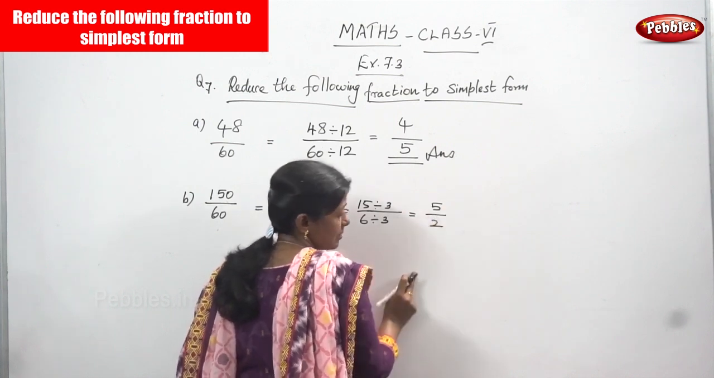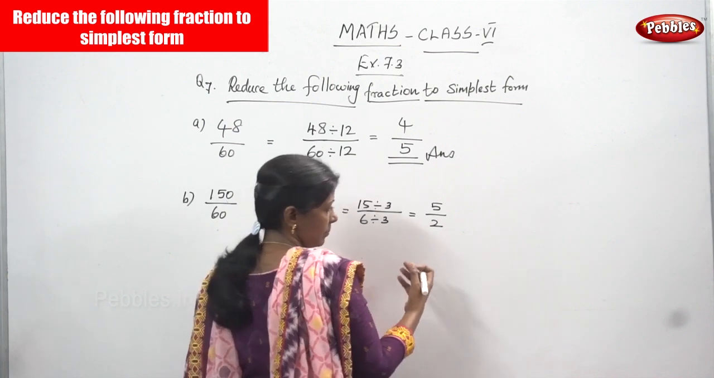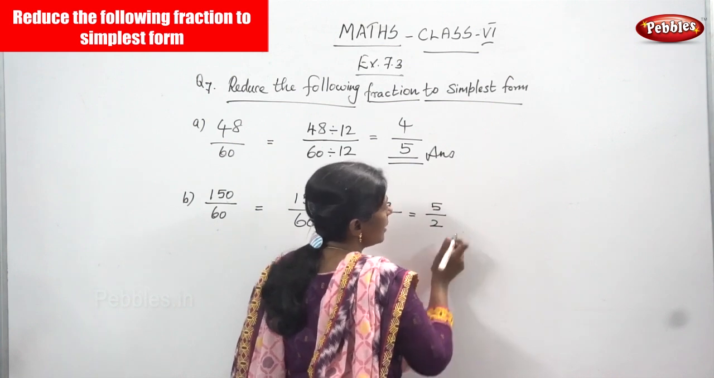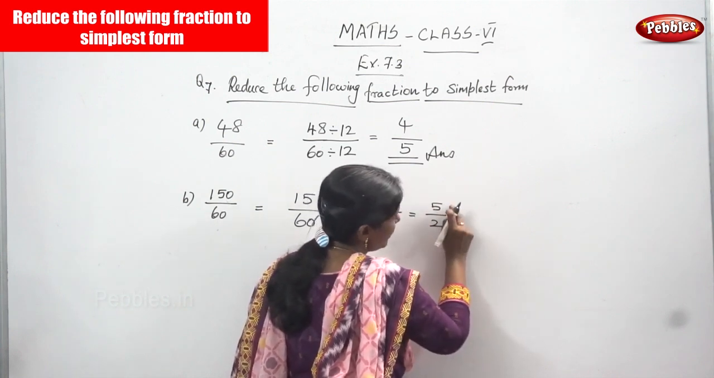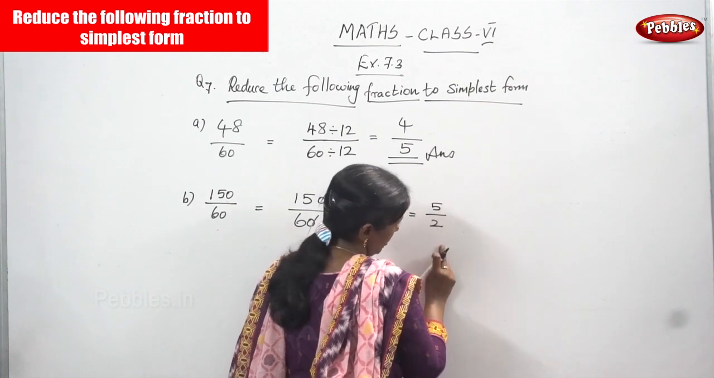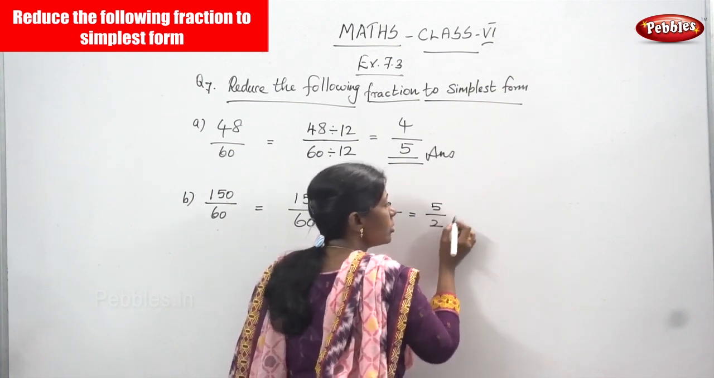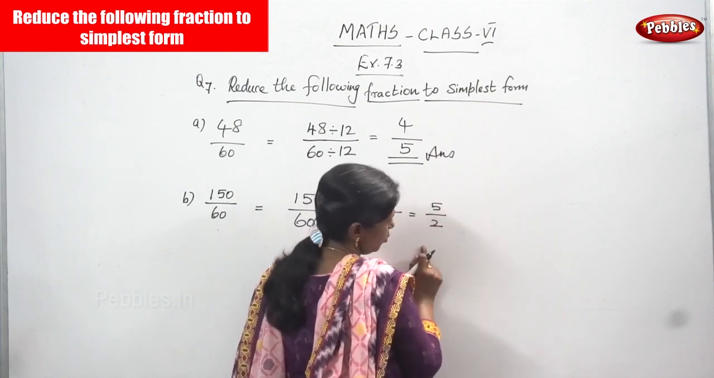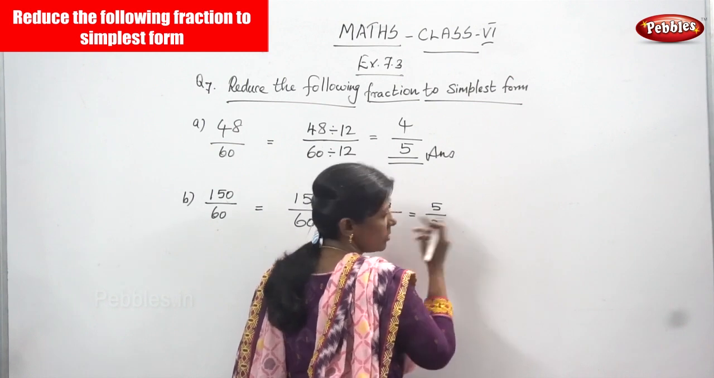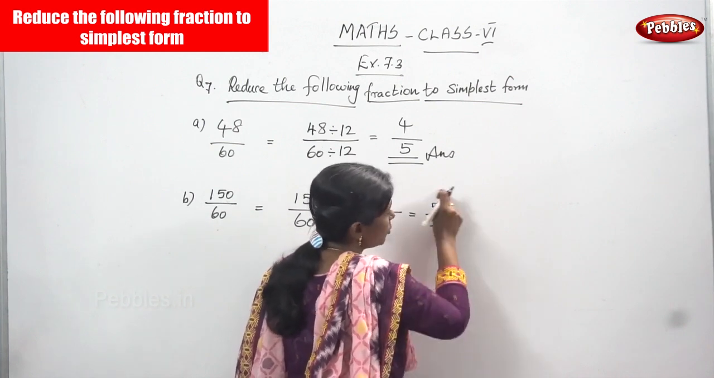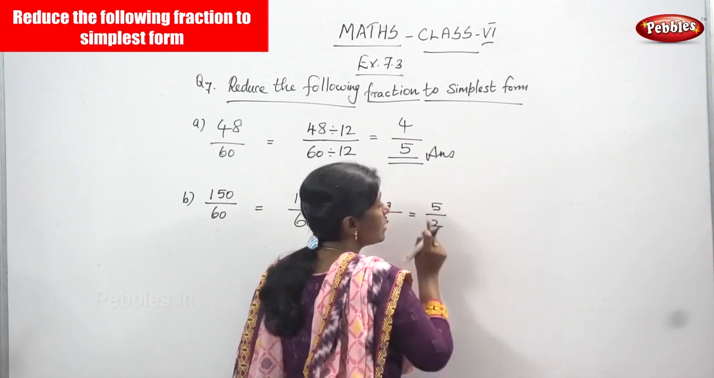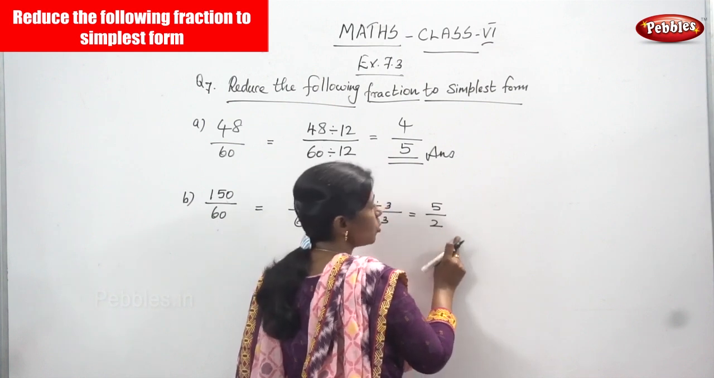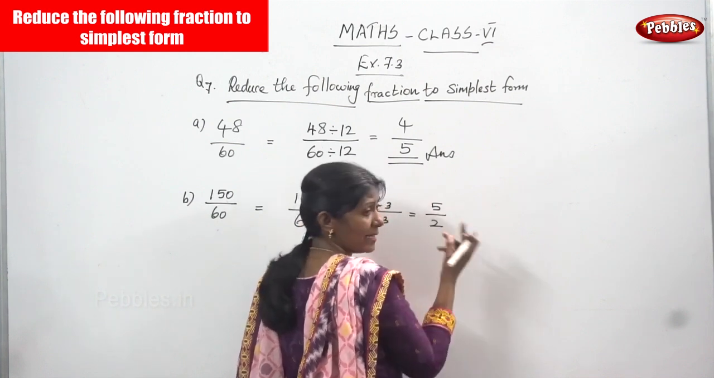So hereafter you can't make it into the simplest form, because the numerator is an odd number and the denominator is an even number. So if you want to make it into the simplest form, it's very difficult. We can take it as a mixed fraction only. You can't make it into the lowest form. Hereafter you can't reduce this fraction, because this number is divided by 5 only and this number is divided by 2 only. So it is not practically possible to make it into the lowest form.